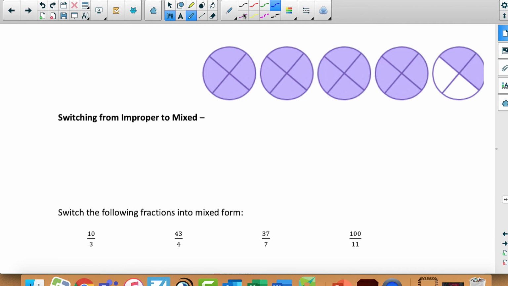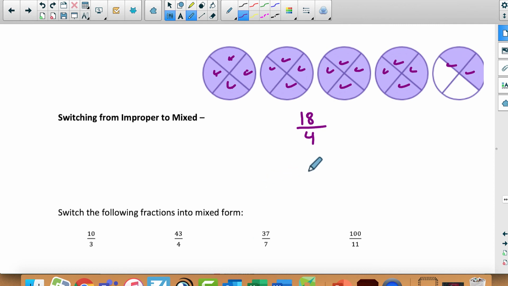Well, let's write this in improper form first. So in all of our wholes here, we have 1, 2, 3, 4 pieces. So our bottom number is going to be 4. Now how many pieces total do we have? 1, 2, 3, 4, 5, 6, 7, 8, 9, 10, 11, 12, 13, 14, 15, 16, 17, 18. This fraction is 18 quarters. Ugh, it's not in lowest terms, but oh well, we'll go with it.